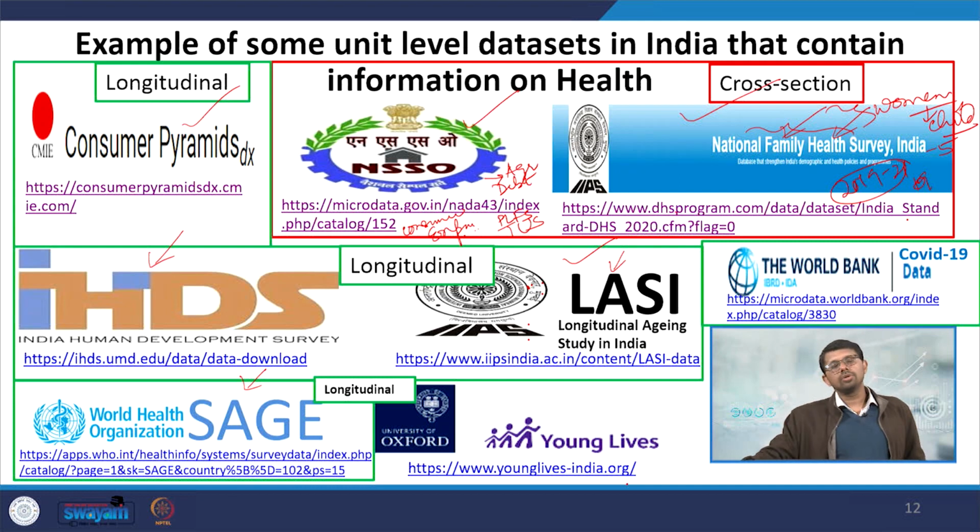Longitudinal means the data is surveyed over different time periods with the repetition of the households, and these are also called panel data. Another interesting aspect of the survey, somewhere you can also track, like the Young Lives survey, is also panel data, specifically called cohort data.